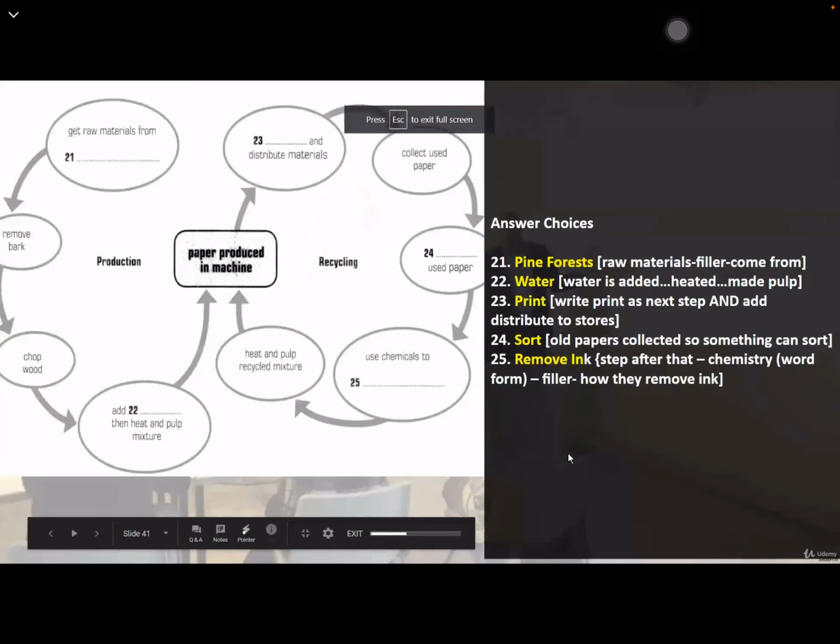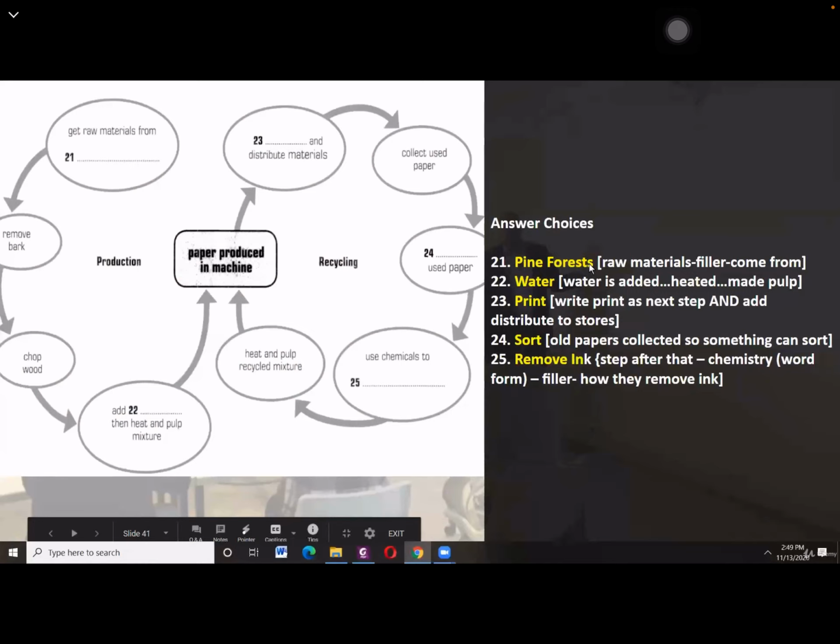All right, everybody. Thank you for bringing that up. I did make a typing mistake, and it is Forest with an S. I just confirmed it. It is Forest with an S. When I was manually typing in these answer choices, I forgot to put the S. So yes, it is from Pine Forest.